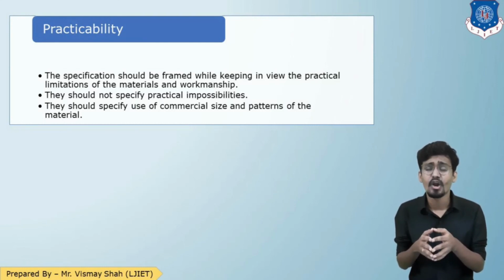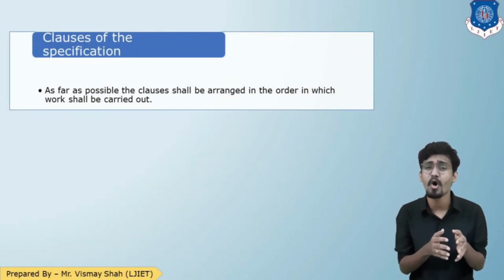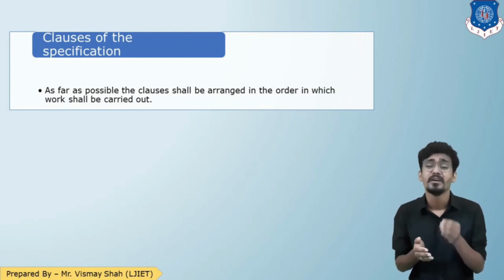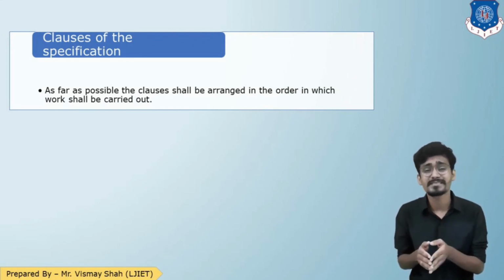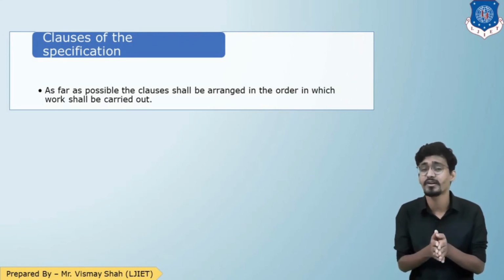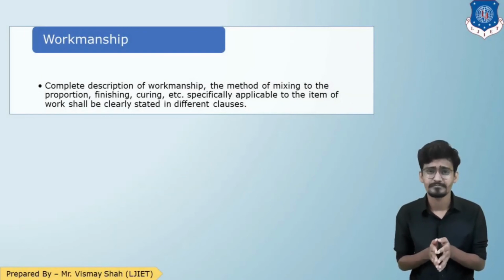The next is clauses of specification. As far as possible, all the specifications should be written in the same order in which the work is going to be executed. If the work is going to be executed from the excavation to finishing, your specification must be written from the excavation to the finishing. This we have already discussed in our first session, that the sequence of the specification should be maintained.